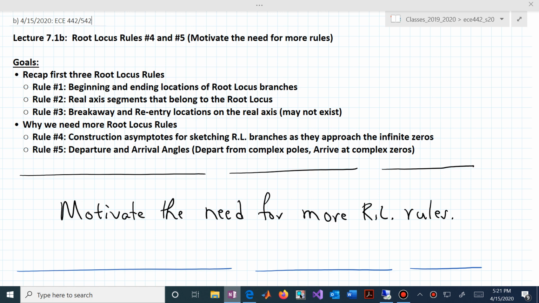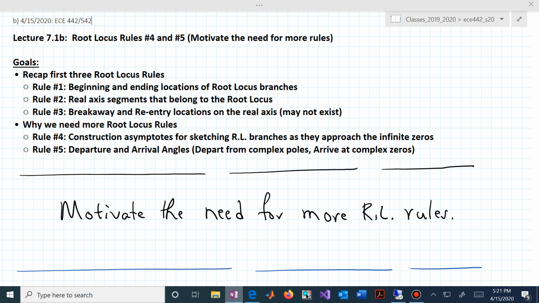We are trying to motivate the need for more rules for sketching these root loci. The first three rules are the beginning and ending segments of the root locus, the real axis segments that belong to the root locus, and where the breakaway and reentry locations are on the real axis. What we want to now motivate in this lecture is Rule 4 and Rule 5.